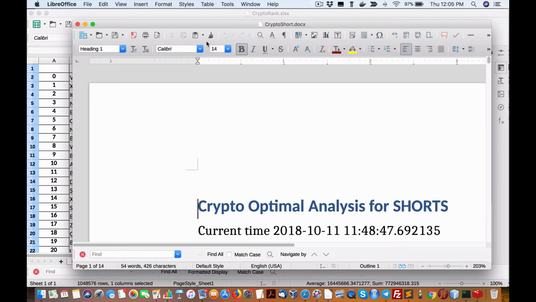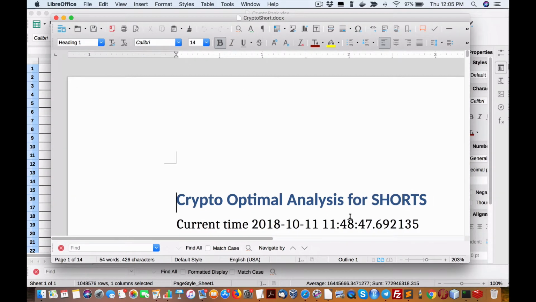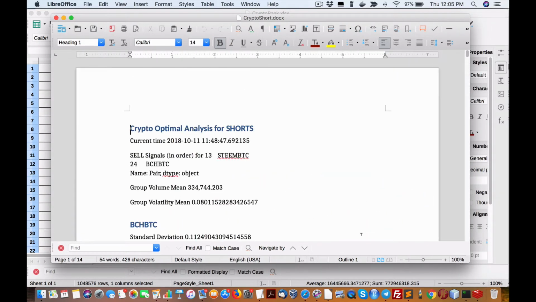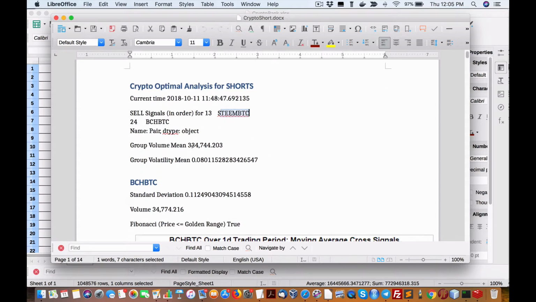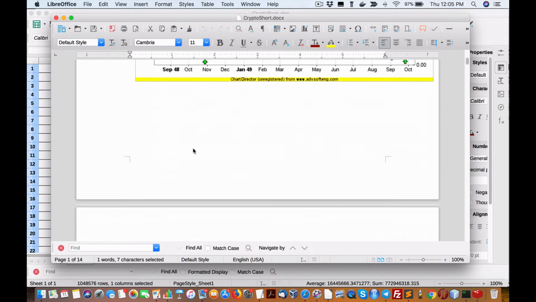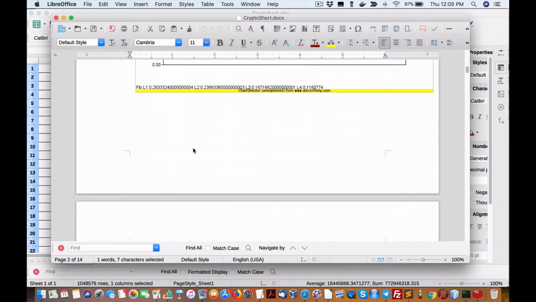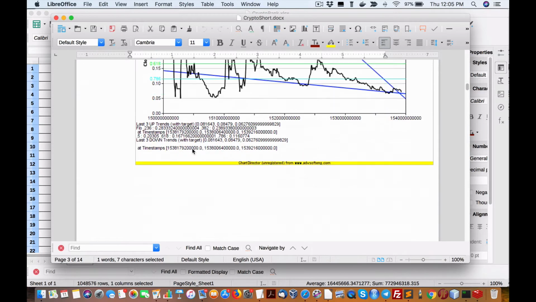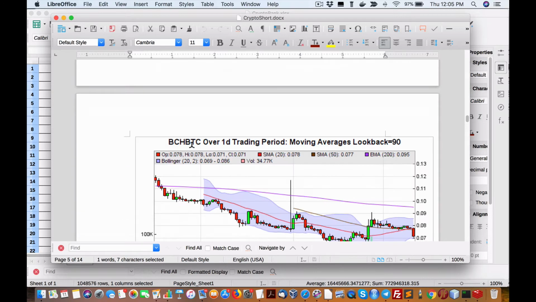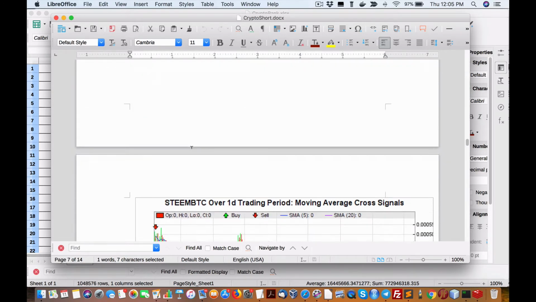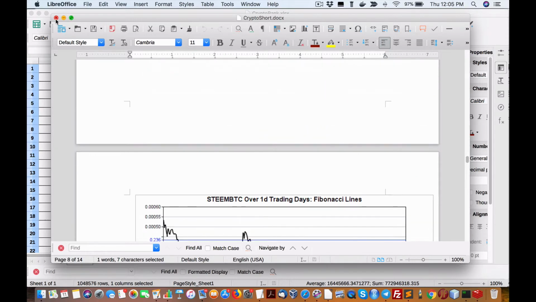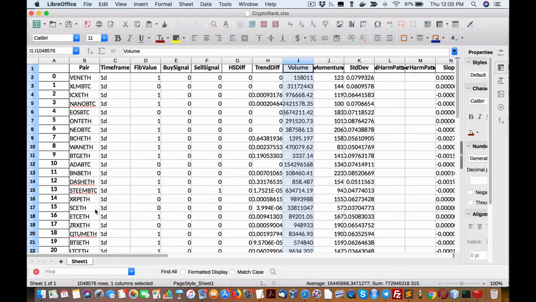So this is a crypto analysis for shorts. The one to short was Steam, BTC. I'll go into these in detail because we only have one crypto pair. You can clearly see the charts can be very useful. It's about, I think, 11 different indicators used to go through this. So I'll go through that in another report for the longs.